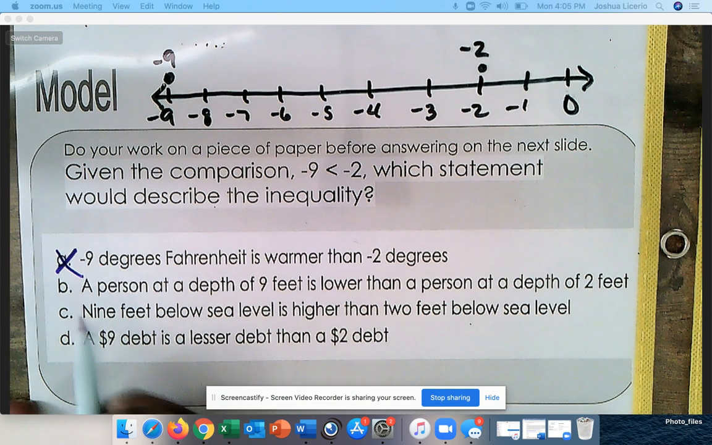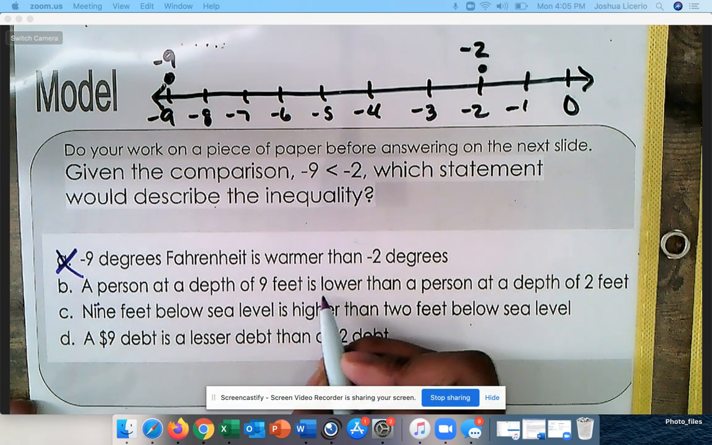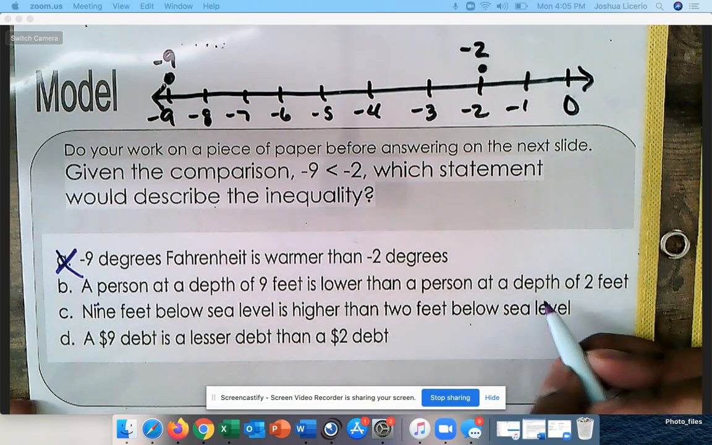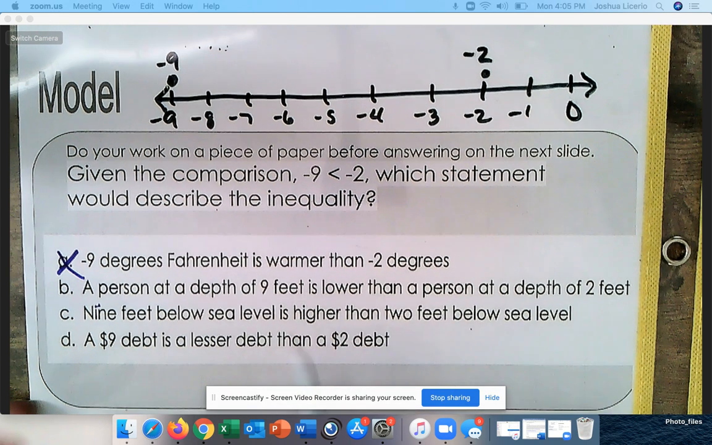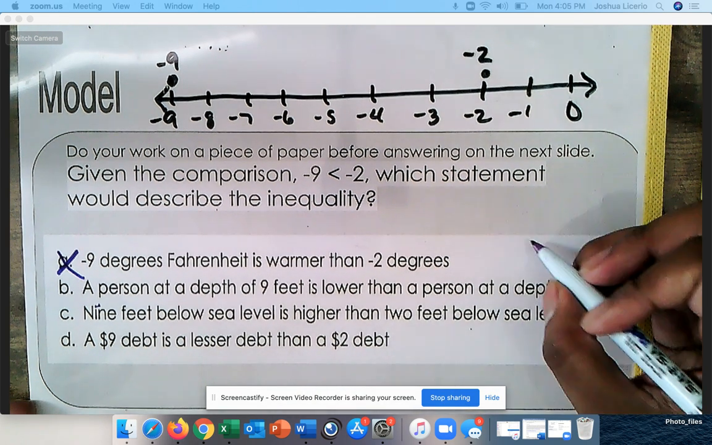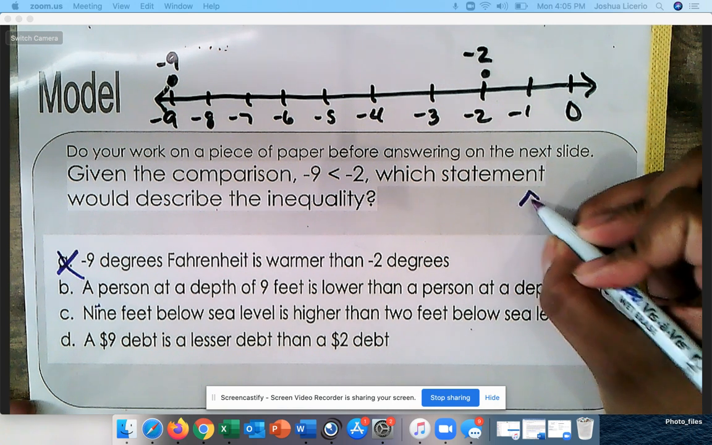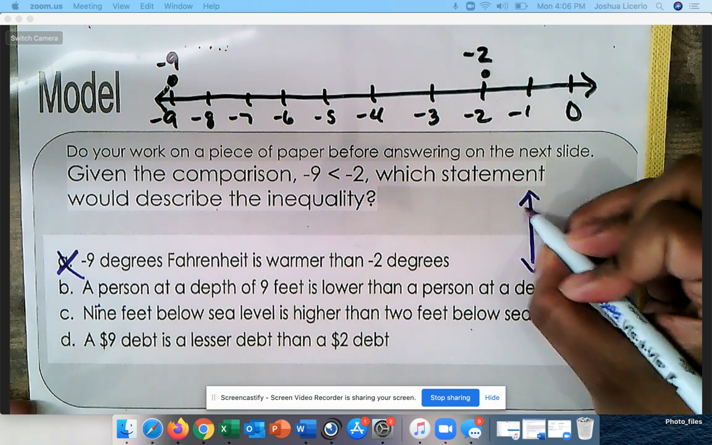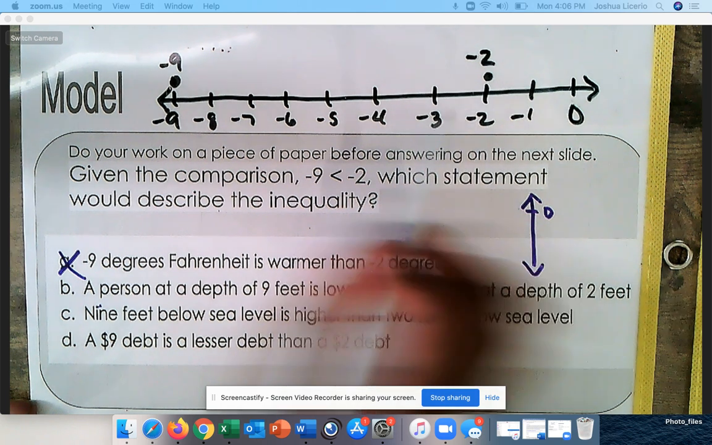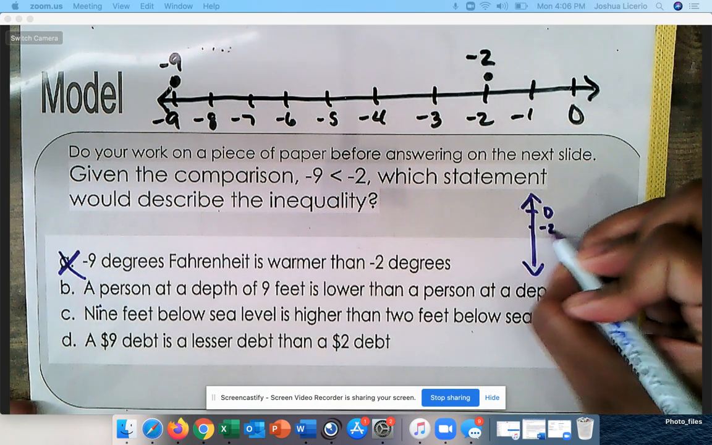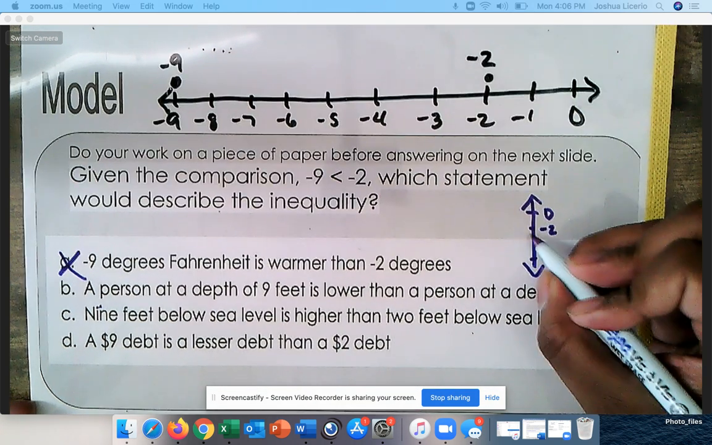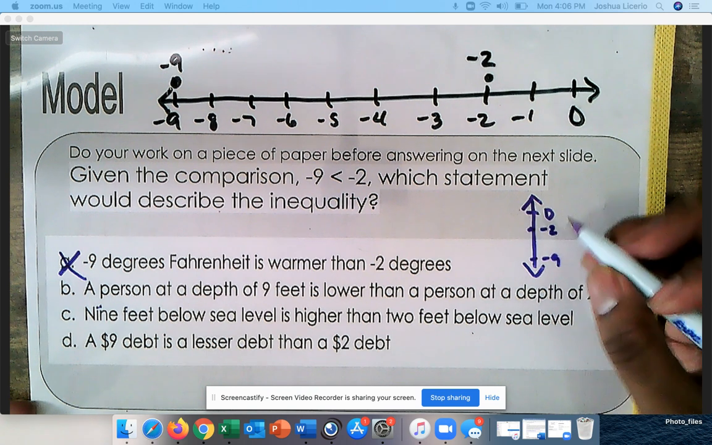Let's look at B. A person at a depth of 9 feet is lower than a person at a depth of 2 feet. Depth is just how low you are, or how far beneath the water you are. And to do this comparison correctly, I'm going to go ahead and just make a small vertical number line. We're going to pretend this is 0. Based on what we know here, -2 is closer to 0, -9 is further away. This is not exact, but it's just going to give us a good idea.